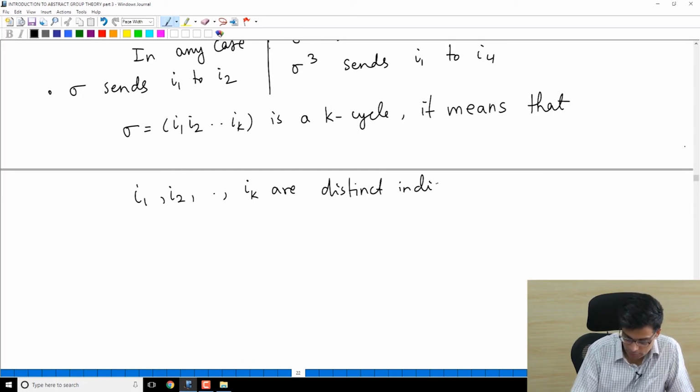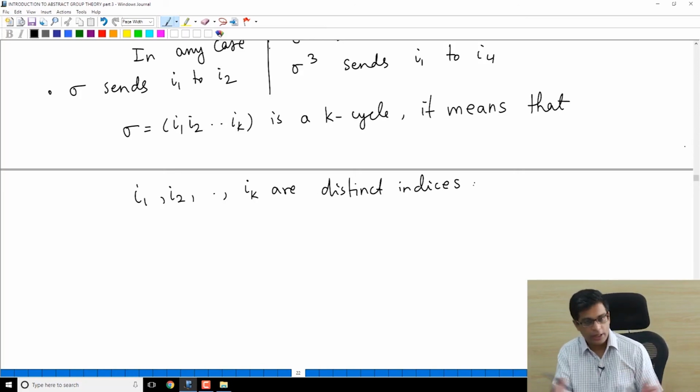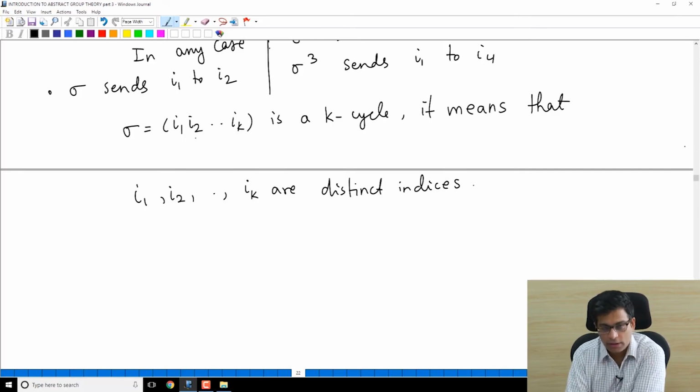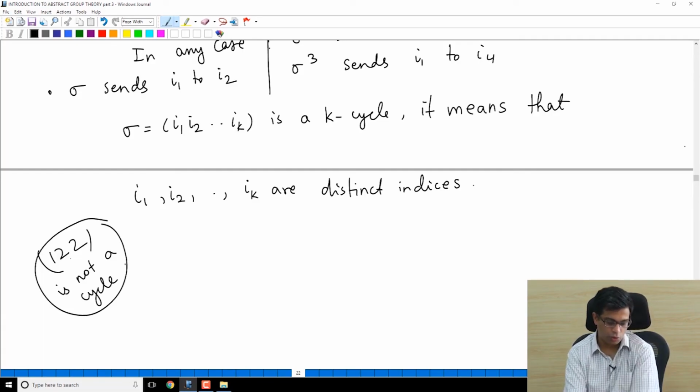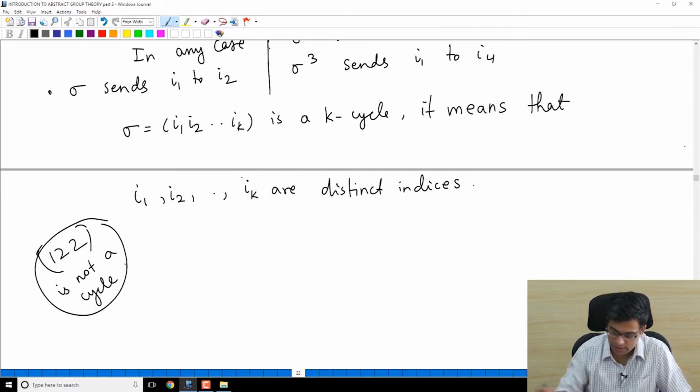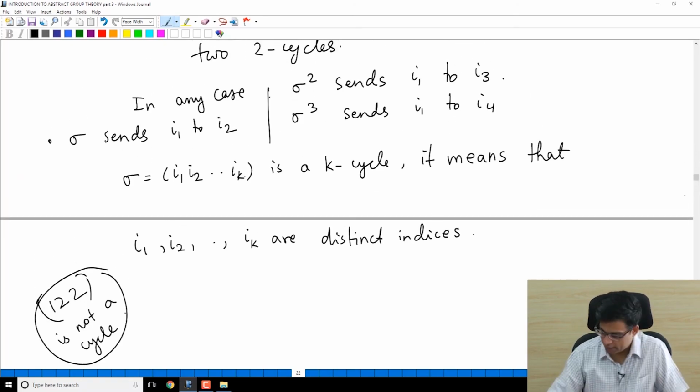Distinct indices, right? Otherwise there will not be K of them, so I won't call it a K cycle. And more than that, in a cycle we are not allowed to repeat elements, right? This is not a cycle, because if 2 goes to 2, but 2 also goes to 1 under this, so in a cycle we cannot have a repetition of an index. So if it's a K cycle, they are all distinct indices. So now let's come back to this.